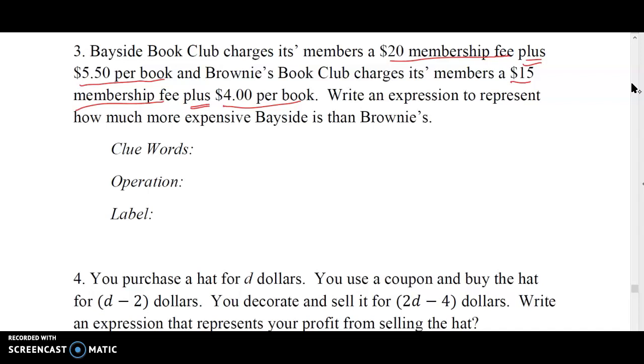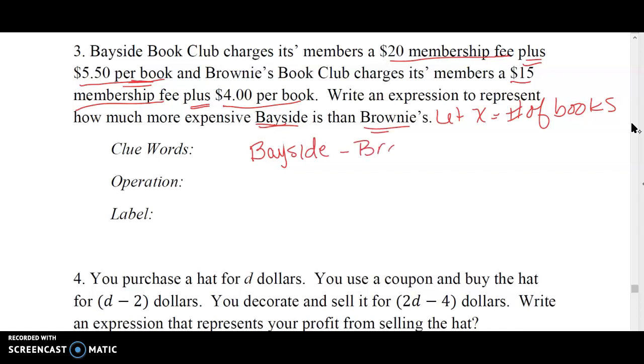Okay, so in this problem, our unknown is how many books. So we're going to let X equal number of books. That's what we don't know. So in this problem, it says write an expression to represent how much more Bayside is than Brownies. Okay, so that means it wants you to take Bayside minus Brownies.